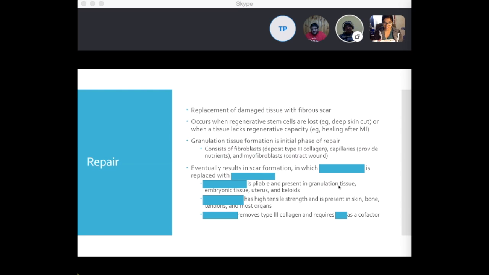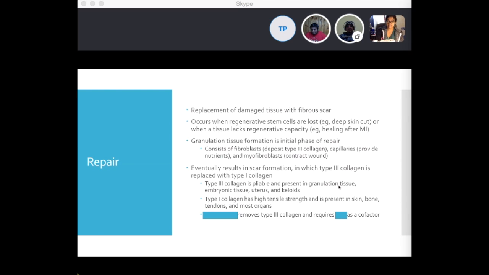Nice job. So when we are forming a scar, what is replaced with what? Type 3 to type 1 collagen? Correct. So type 3 collagen is replaced with type 1 collagen. Which one, type 3 or type 1, is the pliable one present in granulation tissue? Type 3. Yes. And which one has high tensile strength? Type 1. Yes.